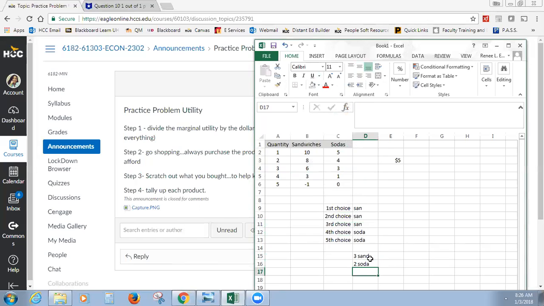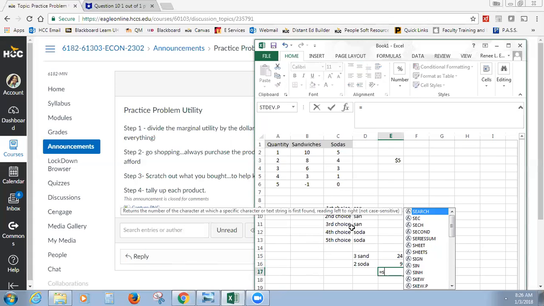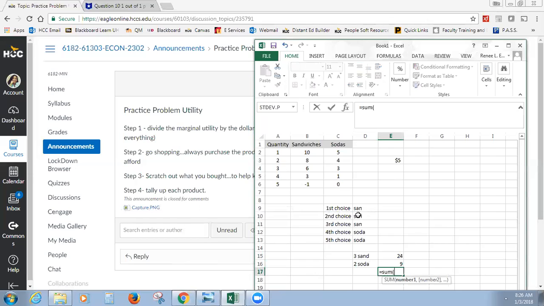The problem could also ask me instead, what's your total utility from 3 sandwiches? My total utility would be then equal to the marginal utility of each, which would be 10 plus 8 plus 6. Sometimes you get lucky and these are already tallied. And for my sodas, it's going to be equal to 5 plus 4. So my total utility for this bundle of goods, 3 sandwiches and 2 sodas, would be 33 utils. That would be my maximizing utility.